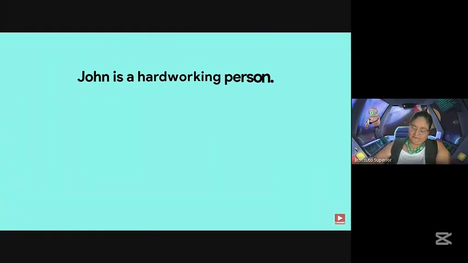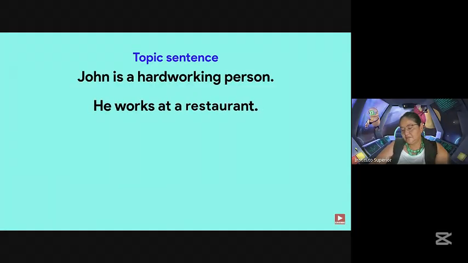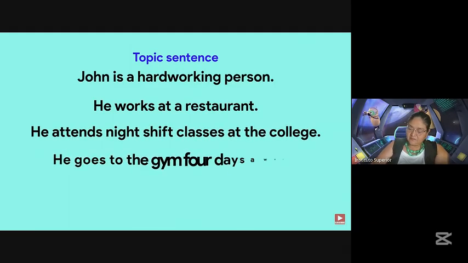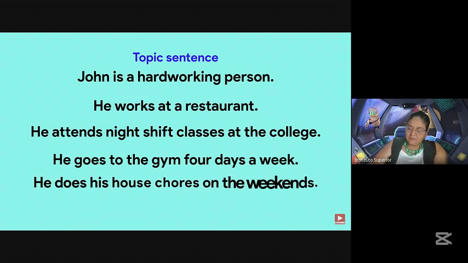For instance, if we consider "John is a hard-working person" as a topic sentence, then we should have the following sentences to support our claim. He works at a restaurant. He attends night shift classes at the college. He goes to the gym 4 days a week. He does his house chores on the weekends.